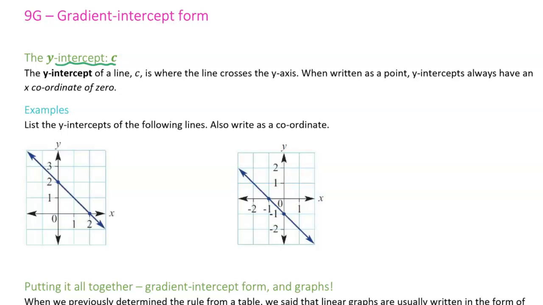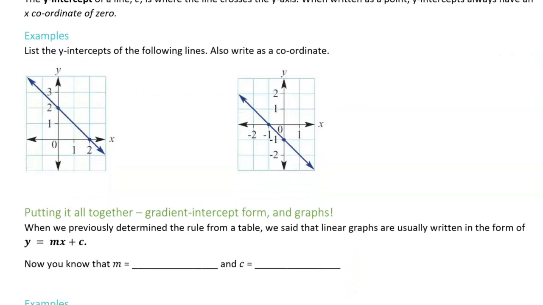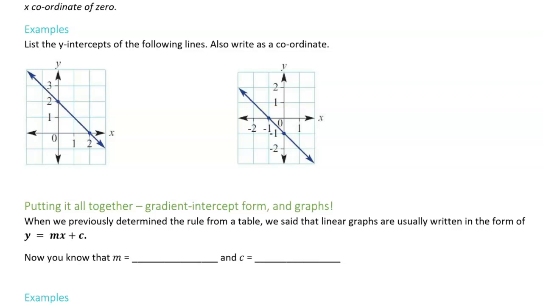So the y-intercept of a line, which we're using c to represent, is where the line crosses the y-axis. And we've looked at some intercepts before, but it's new to us to be calling it c. When written as a point, y-intercepts always have an x-coordinate of 0, and we've talked about that a couple of times. So it says, list the y-intercepts for the following lines, also write as a coordinate.